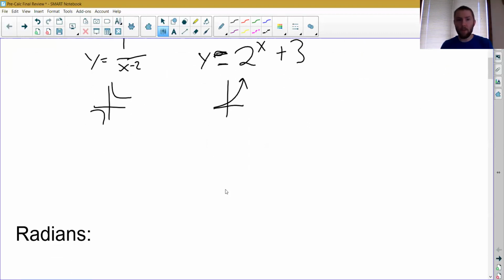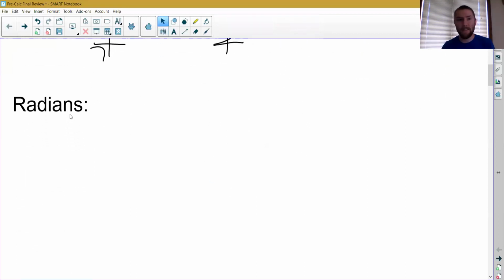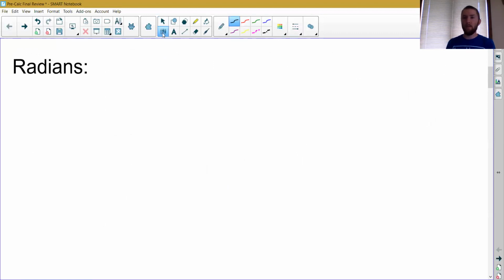The other thing that we covered in chapter 1 that was important for the rest of our course was the idea of radians as a way to measure angles. So radians, remember, are in terms of pi. Radians are defined as the angle or the piece of a circle that's cut off by an arc that's the same length as the radius. That was the origin of that.